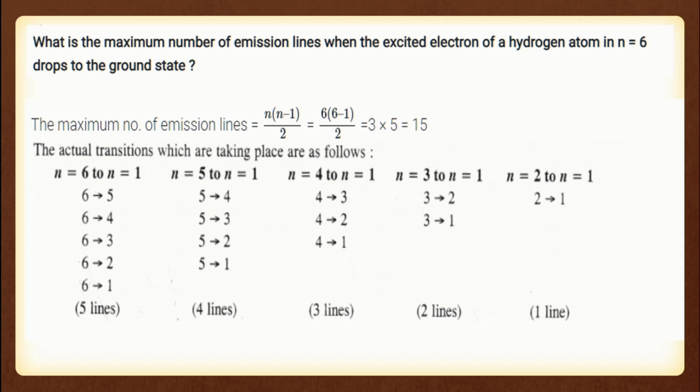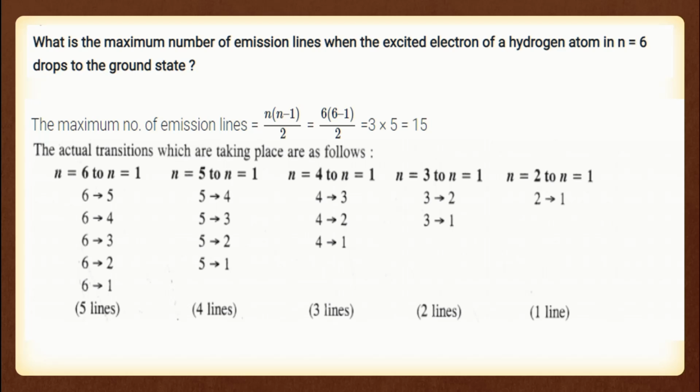The actual transitions which are taking place are as follows. n = 6 to n = 1: an atom going from 6 to the fifth orbit, 6 to fourth, 6 to third, 6 to second, and 6 to 1, which is 5 lines.